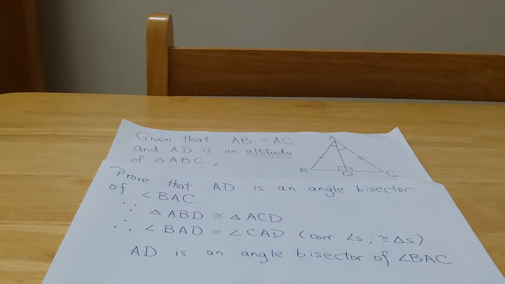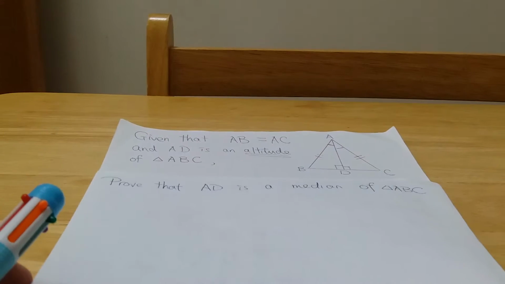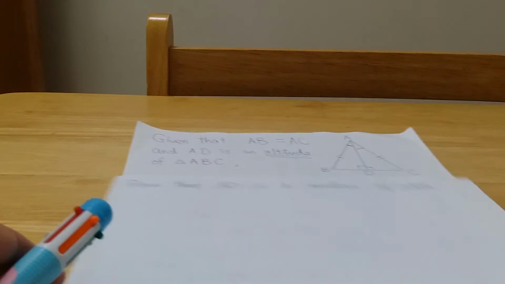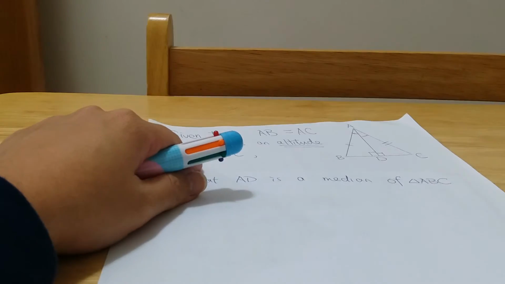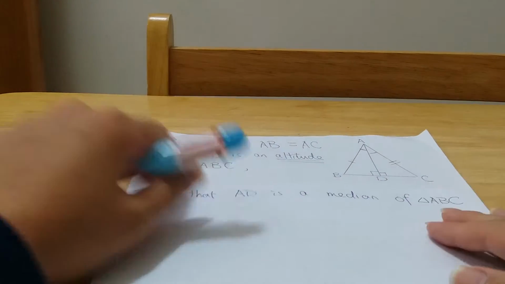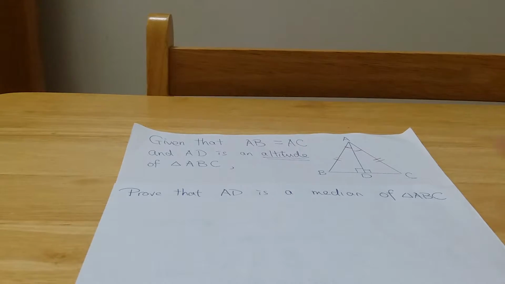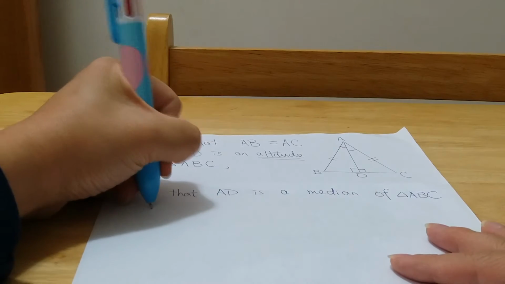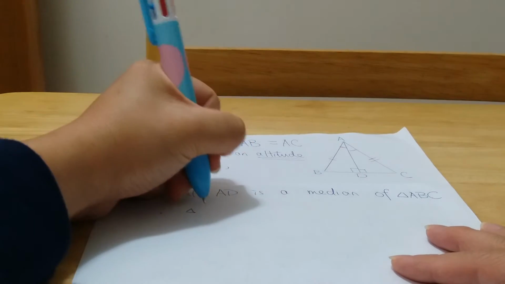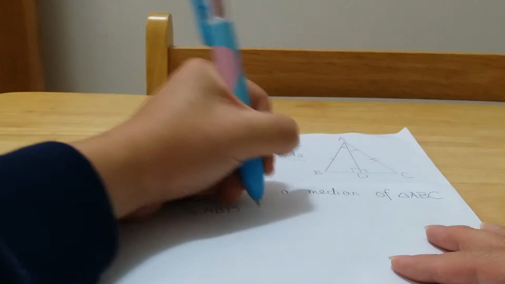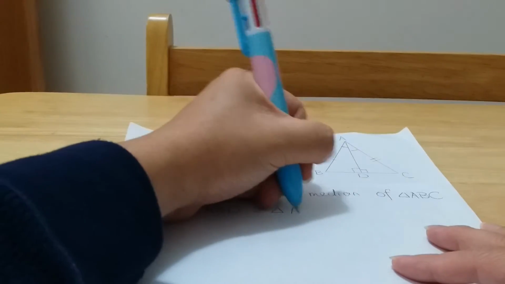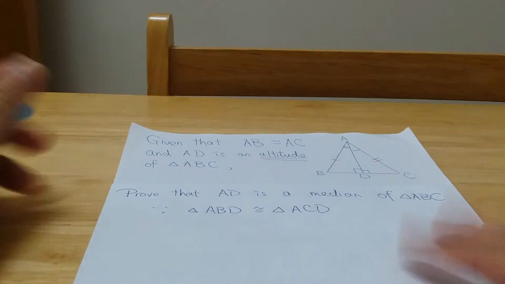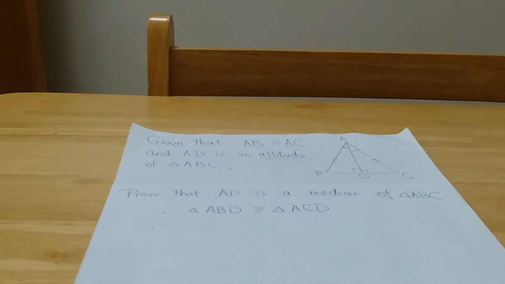Okay, now we will do part C. That is, I will prove that AD is a median of triangle ABC. Okay, now how can we prove this? First of all, we know that once again, triangle ABD is congruent to triangle ACD. Next one, which reason are we going to choose?